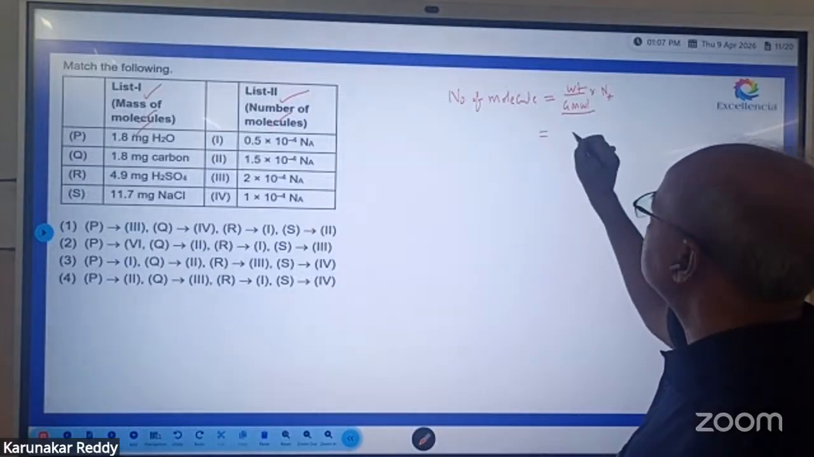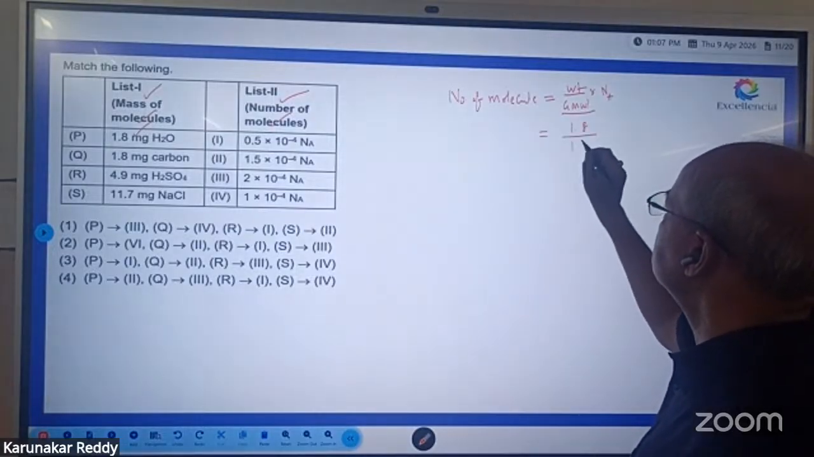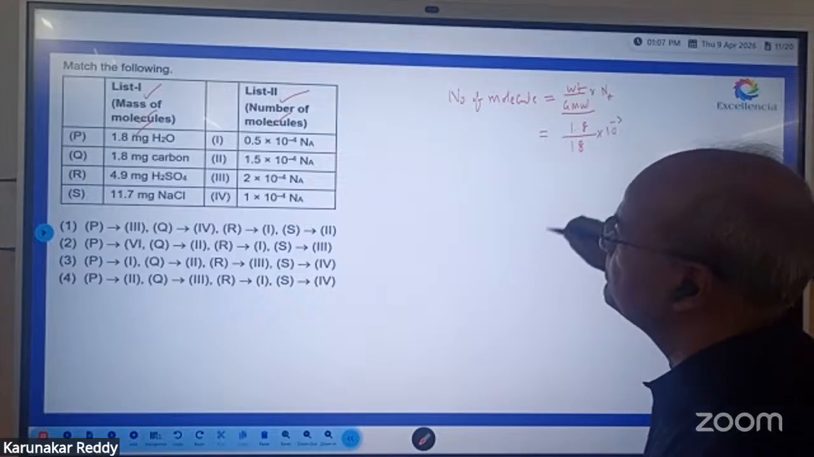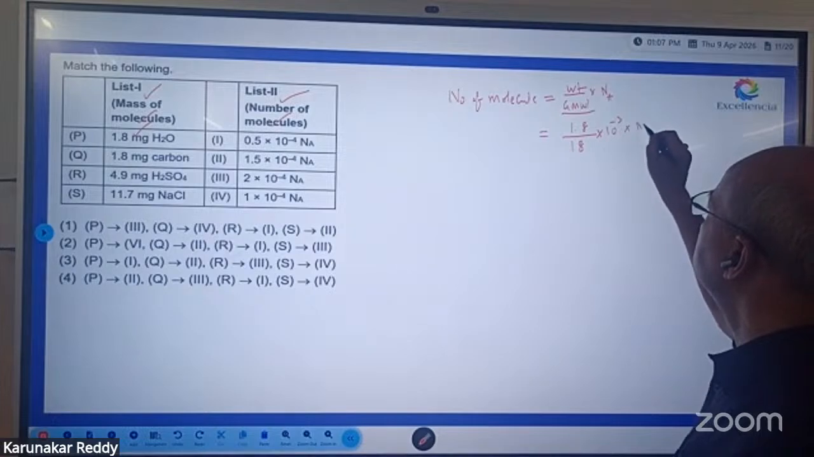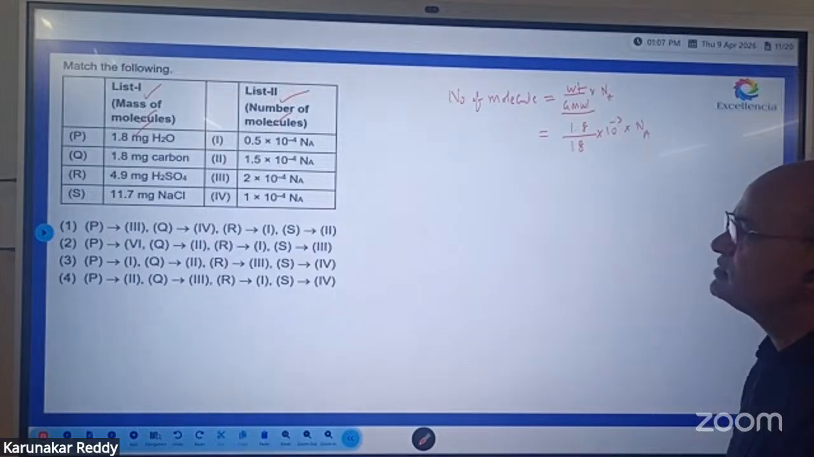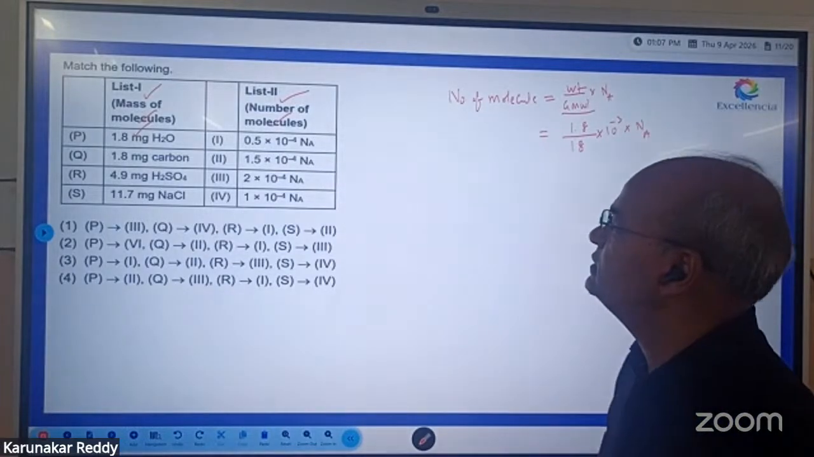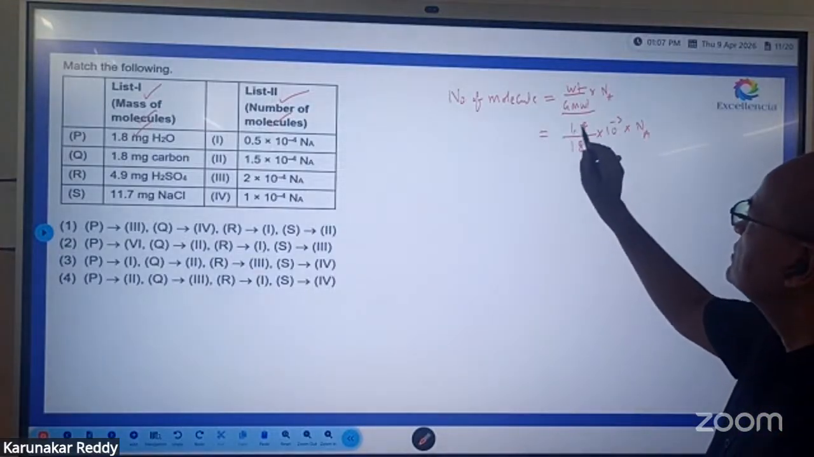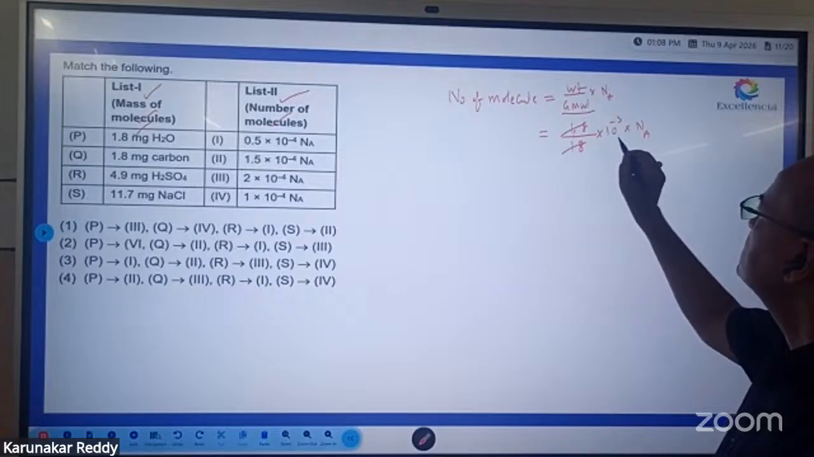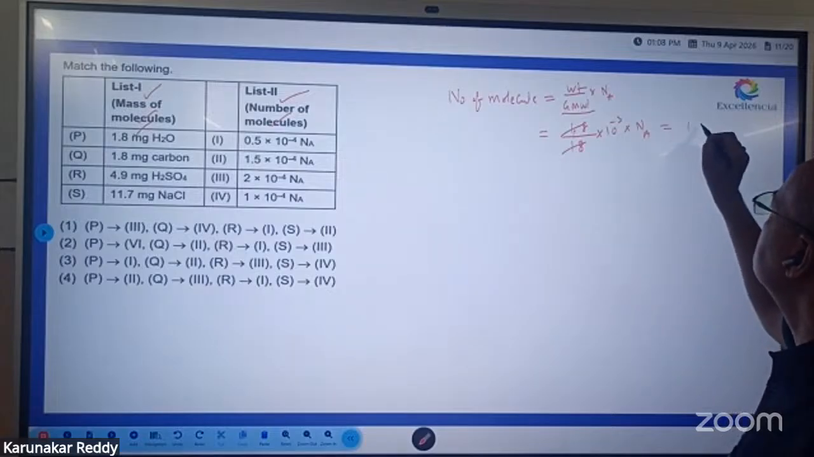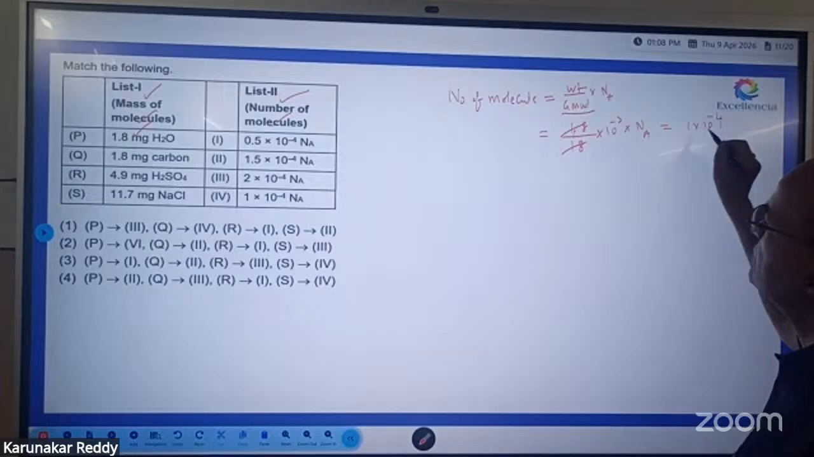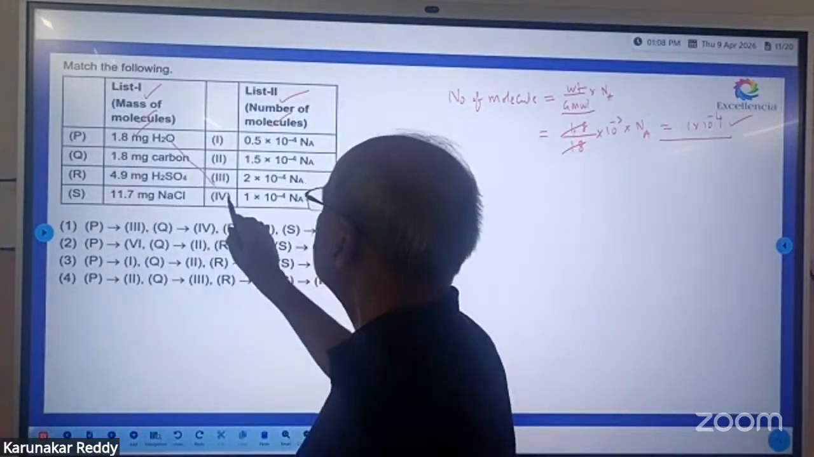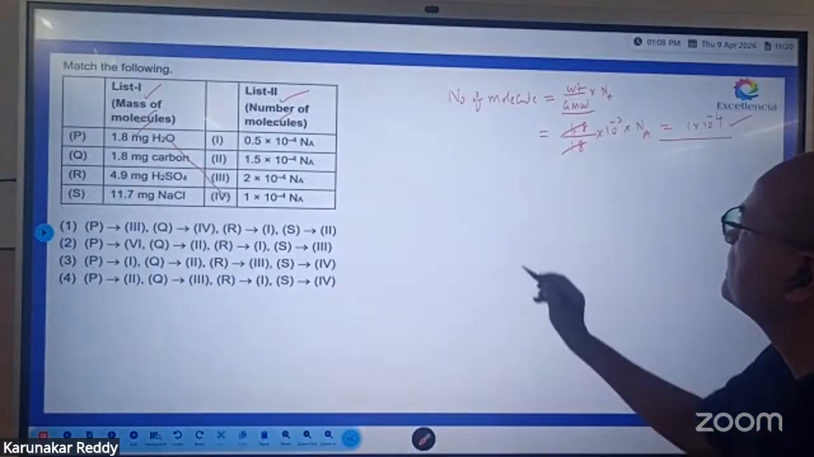So I'm taking weight as 1.8, gram molecular weight is 18 into 10 power minus 3, I'm writing milli. Then Avogadro number will be as it is, Na, because they haven't multiplied, again it will be Na itself. So it's going to give us 1 into 10 power minus 4. So it will be like this. P and 4 is the correct answer.